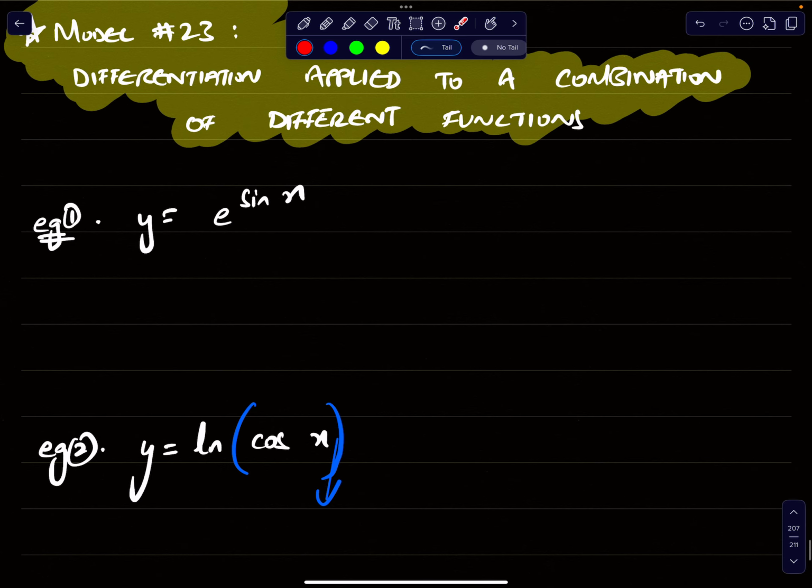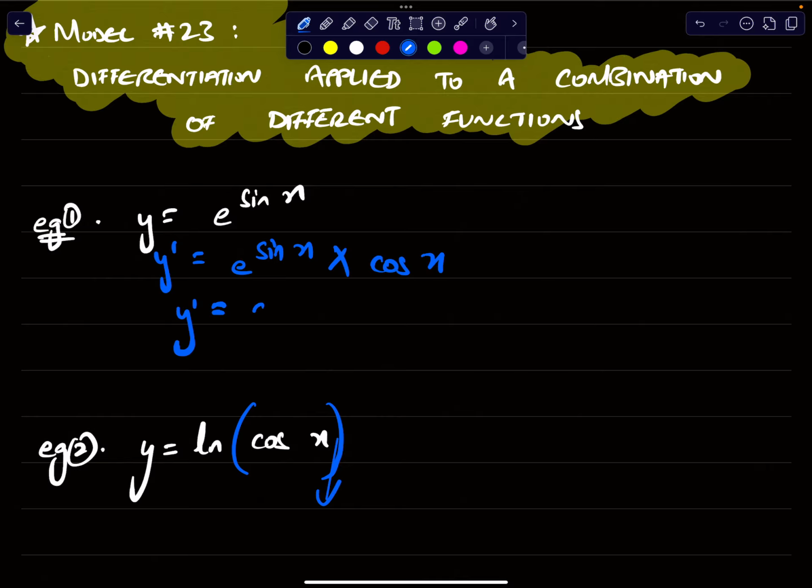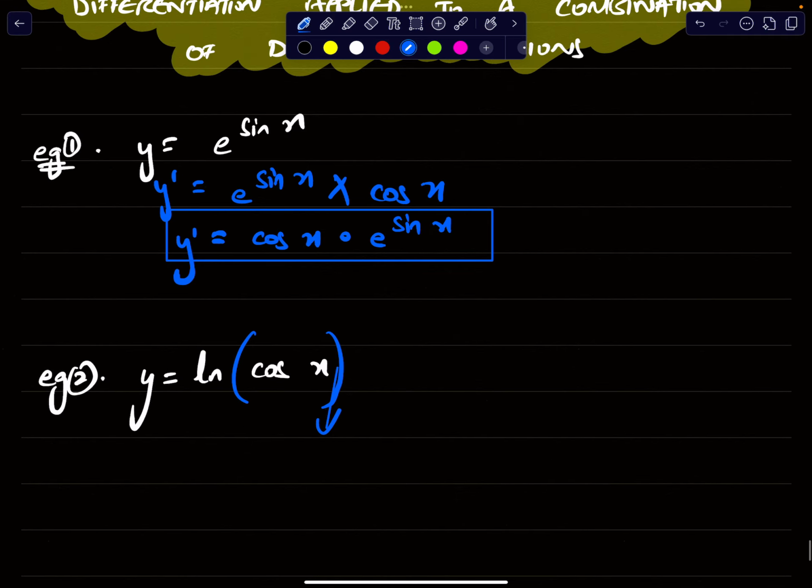So first of all, whenever you have an exponent with a power, it gets multiplied by the differential of the power. In this case, the differential of sin x is cos x. Thus, y dash is going to be e^sin x as it is multiplied by the differential of the power. And our final answer is going to be cos x multiplied by it. The dot represents a multiplication. And this is our final answer.